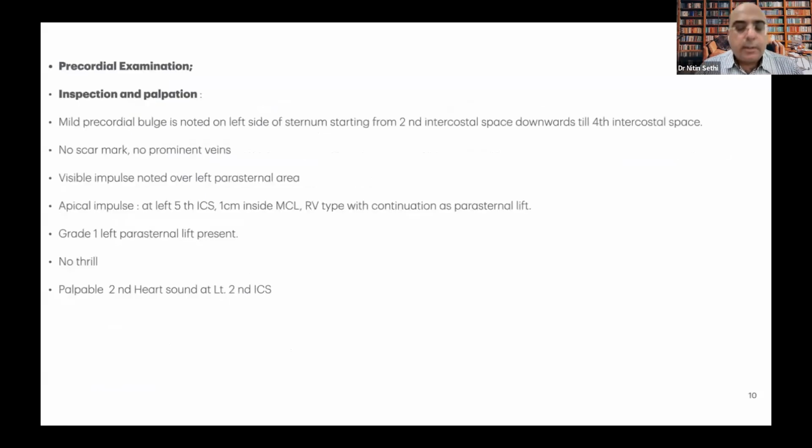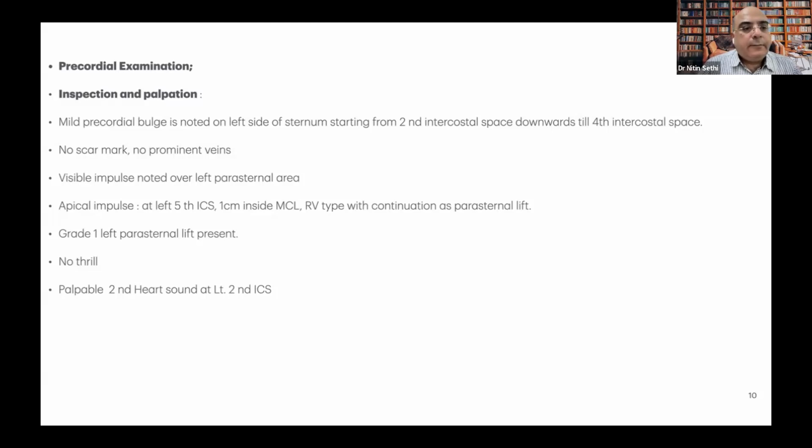Then I'm coming to the CVS precordial examination. I have combined these findings of inspection and palpation. Mild precordial bulge was noted on the left side of the sternum, starting from second intercostal space downward till the fourth intercostal space. There were no scar marks or prominent veins noted. However, a visible impulse was noted over the left parasternal area. The apical impulse was at the left fifth intercostal space, 1 centimeter inside the mid-clavicular line, and RV type with the continuation as the parasternal lift.